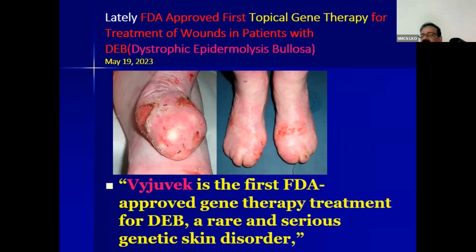And lately, the FDA has also approved a first topical gene therapy. This is a new thing which has come up by the name of Vyjuvek. This has been used in the treatment of wounds in patients with DEB, that is dystrophic epidermolysis bullosa, which is a serious genetic skin disorder. This has been approved by the FDA only this May 2023.